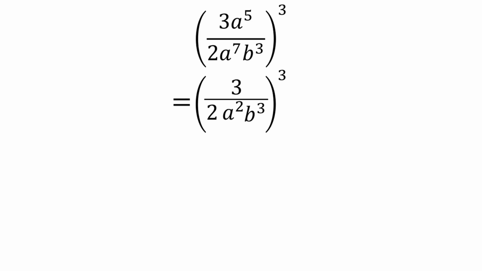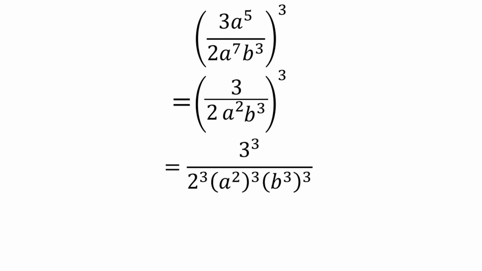Now we can apply the exponent to each component of our problem. We have 3 to the 3rd power divided by 2 to the 3rd power times a squared to the 3rd power times b to the 3rd power to the 3rd power. Simplifying everything, we have 27 divided by 8a to the 6th power b to the 9th power. 27 over 8 can't be reduced, so this is our final answer.